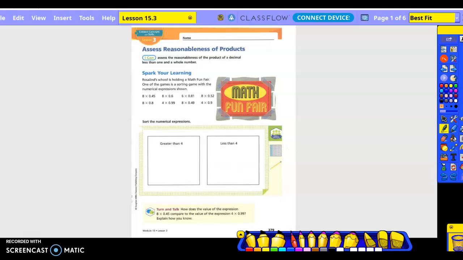Okay, so they want us to sort these numerical expressions into ones that, when you work them out, have an answer greater than 4 and ones that have an answer less than 4. So if we start with 8 and we multiply it times something and we want to get to 4, what would we multiply it times so that we can get from that larger number of 8 down to 4? 1/2, right? Because half of 8 is 4.